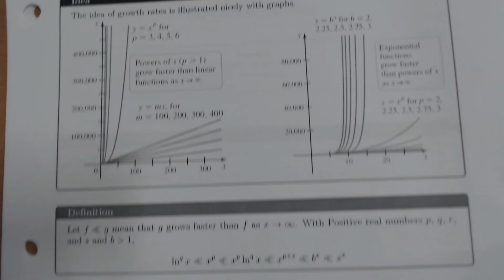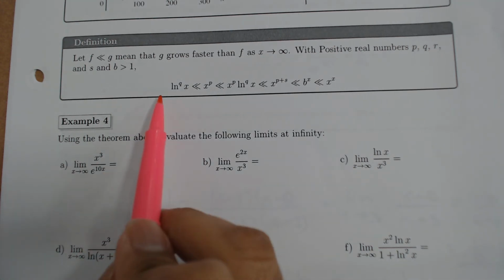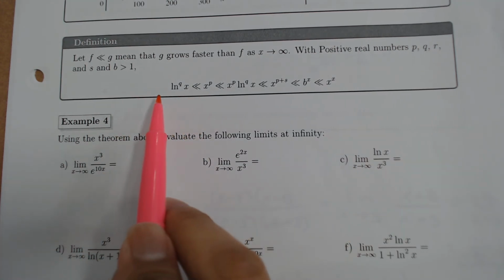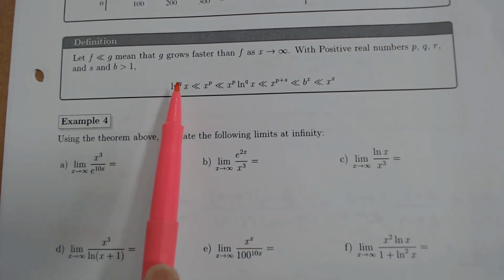And of course, let's look at this definition right here. In this case, this is the ranking of all these kinds of functions that we usually deal with, written from smaller to larger in terms of the growth rate. So the one that grows at a slower rate is the logarithm function.